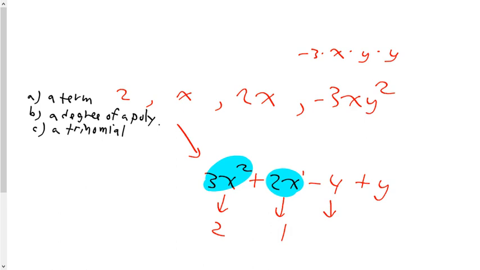4 has no variable, therefore it can't have a degree because there's no exponents on the variables that don't exist. And this y has an invisible 1 and has a degree of 1. So within that polynomial, each term has a degree of 2, a degree of 1, a degree of 0, and a degree of 1. What's the degree of the polynomial? 2. The degree of that polynomial is determined by the highest degreed term. And finally, a trinomial, what is it? A trinomial is simply a mathematical expression with 3 terms. Easy as that.